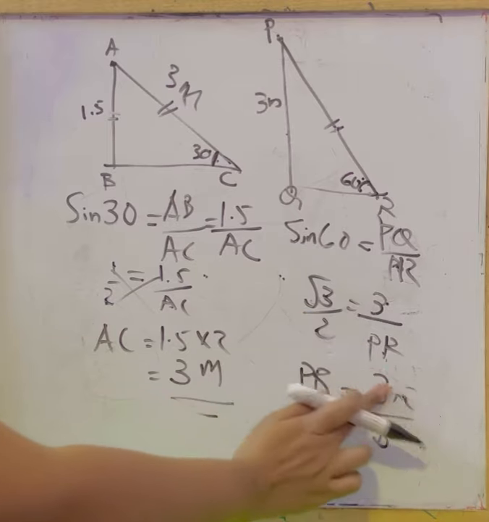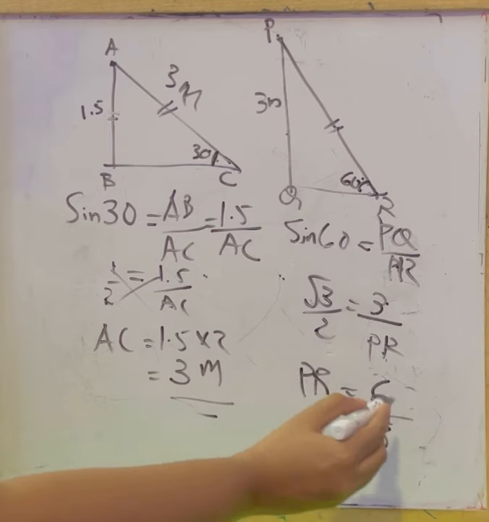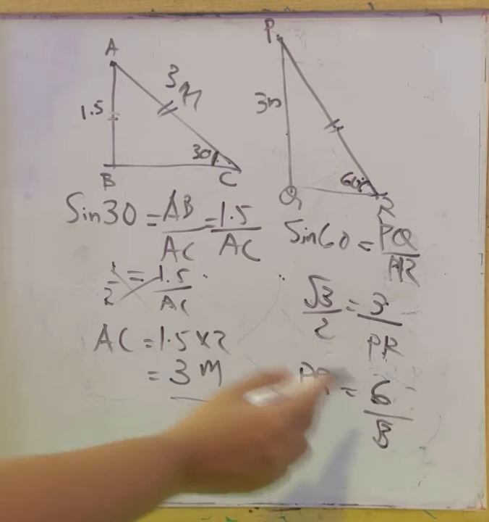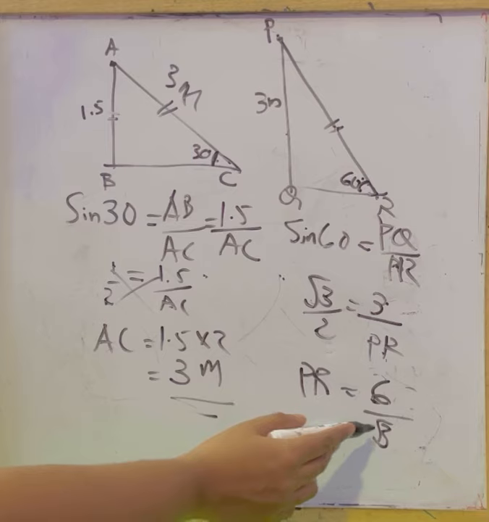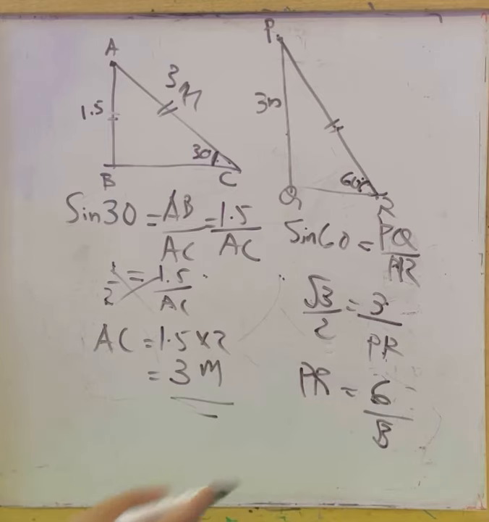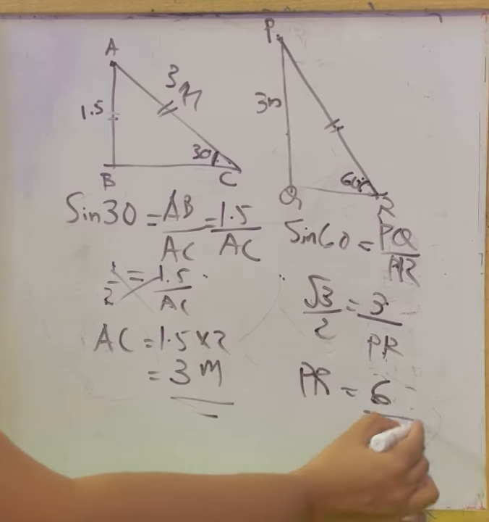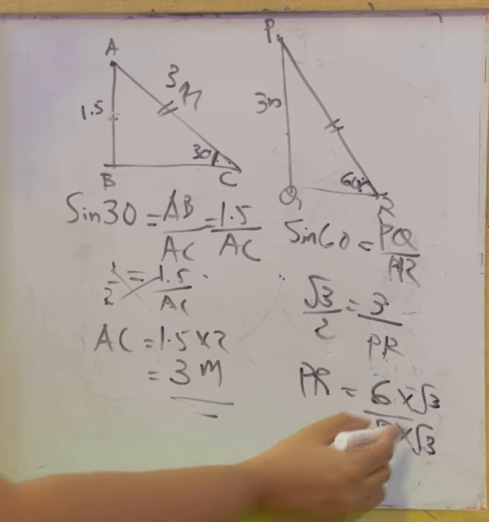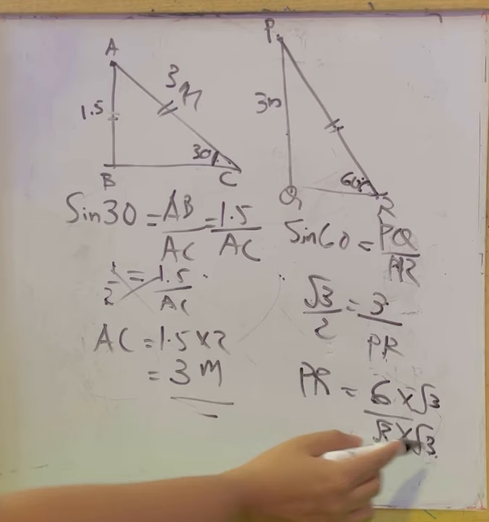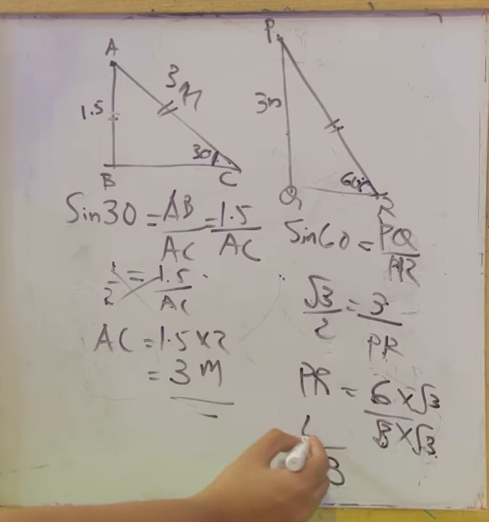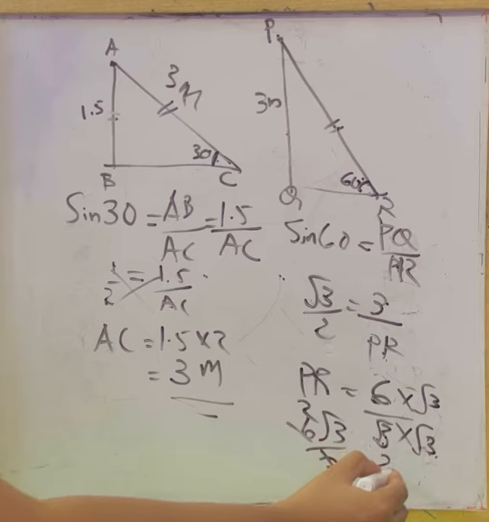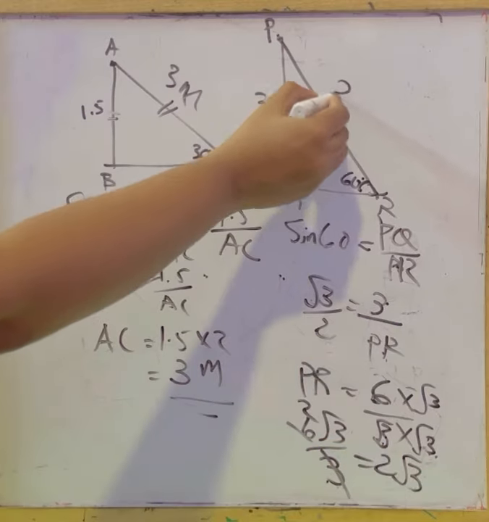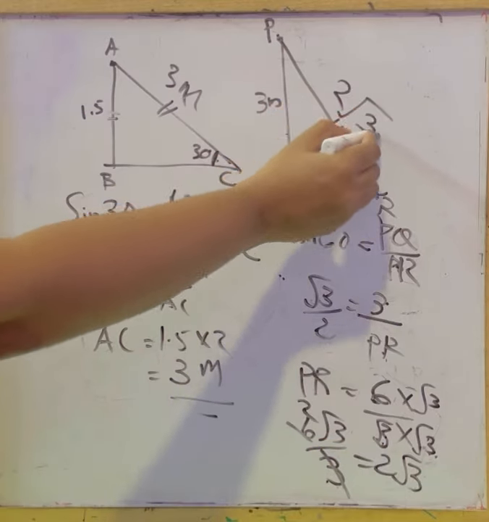3 2s are 6. So numerator becomes 6 by root 3. Now we have to rationalize it because we have an irrational number in the denominator. To rationalize this, we will multiply with another root 3 in the numerator and denominator. So the denominator becomes 3. Root 3 into root 3 is 3. 6 root 3 here and 3 2s are 6. So the final answer is 2 root 3. So we got this slide length is 2 root 3 meter.